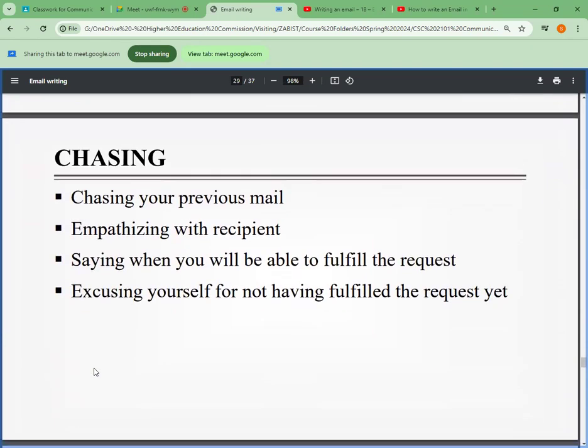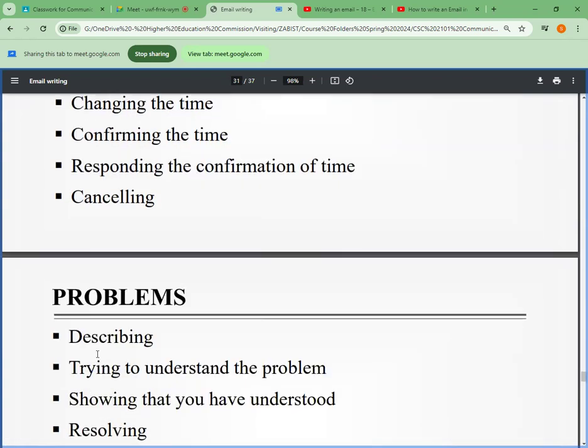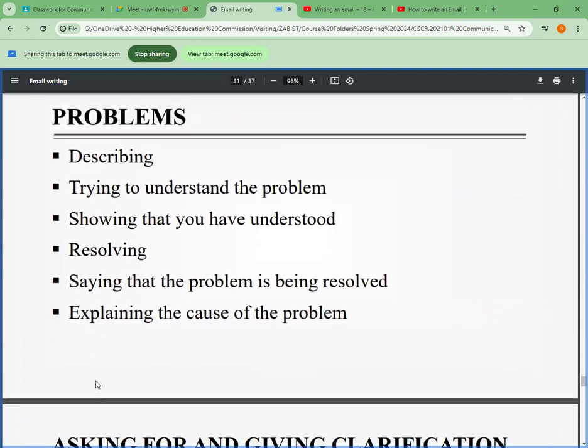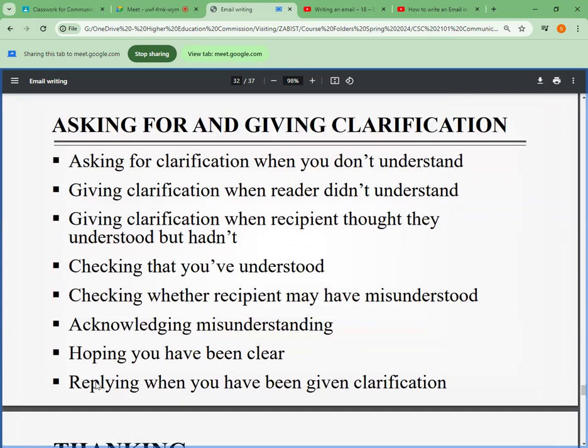Then we have making arrangements for meetings and teleconferences. अच्छा, ये बहुत common है. Once you enter your professional life, you will be doing this a lot, right? You will be writing the time, the venue, availability of certain people. अगर कोई चीज change हो जाती है in the middle of it, तो वो सारा कुछ आप through emails करते हैं. ठीक है.